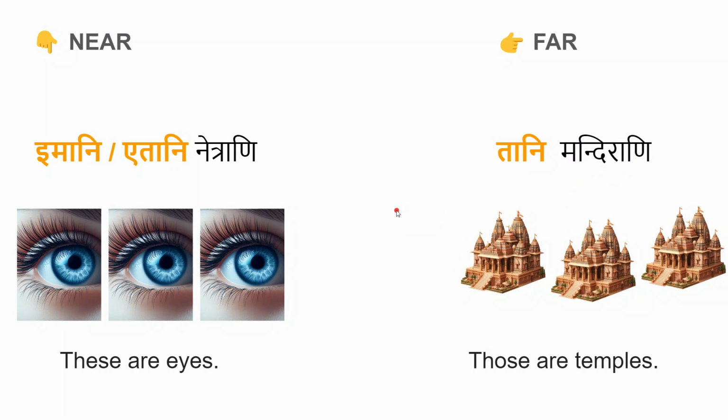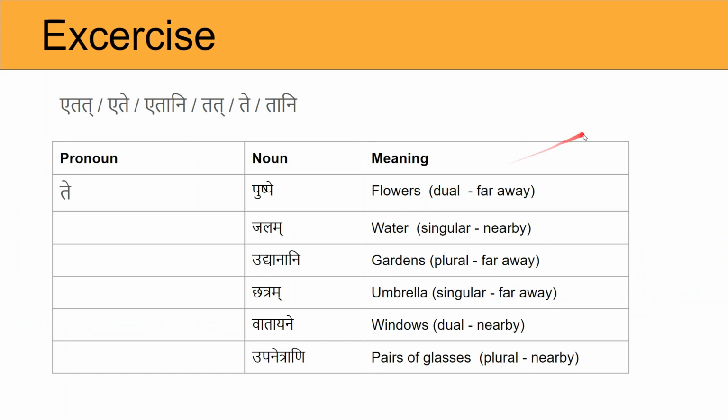Alright, that's all with the examples. I'll leave this example for you to do. All you have to do is put the appropriate pronoun, sarvanama padani, into these boxes to match these nouns. So for example, the first one, we have the noun pushpe. Pushpe is the dual form of flowers, and I have given the location, so it's far away from me. So two flowers are far away from me, so I can use they.